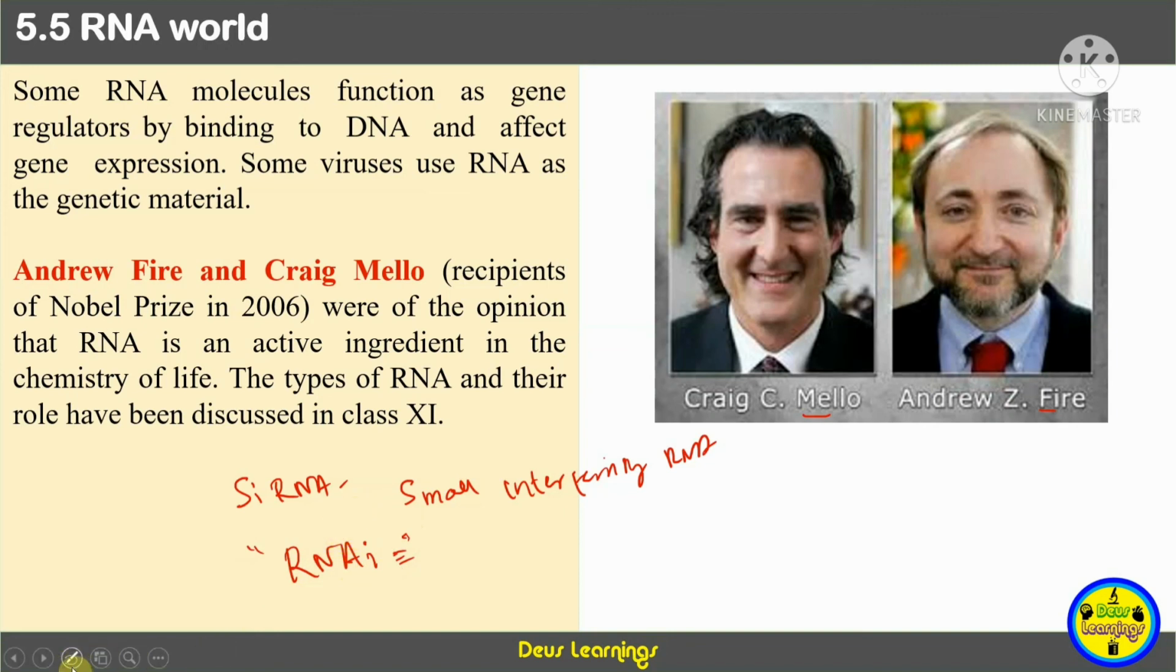So they suggested that RNA was capable of controlling or regulating the expression of different genes. They say that RNA is an active ingredient in the chemistry of life. So it's an active ingredient, a very important molecule that's essential for running life. And we agree with that, right?